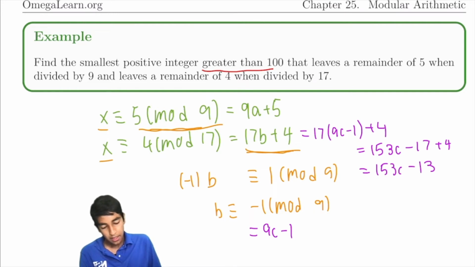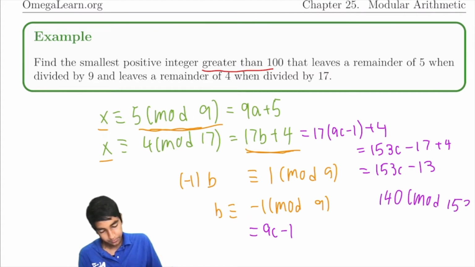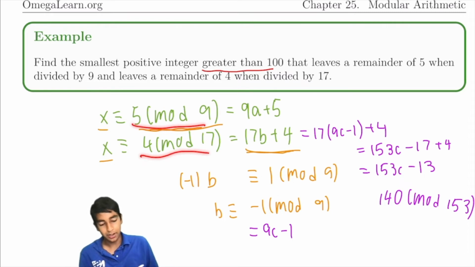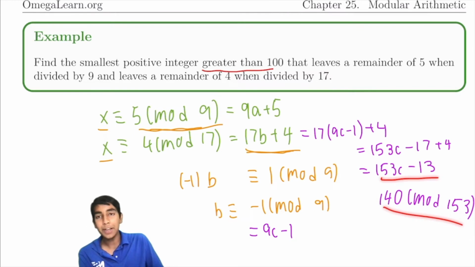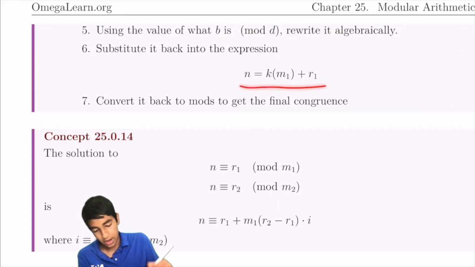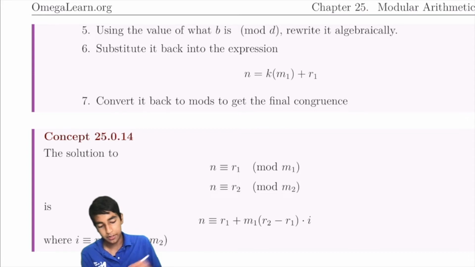So what does that mean? That means that the number must be 140 mod 153. And the good part here is that we can easily check if our values actually work. 140 is clearly 5 mod 9 and 4 mod 17. So we're good. It does work. That's essentially the reason we can convert it back from the algebraic form to the mod form. And that's essentially the process. So from here we just guess and check, and then we convert back to mods.